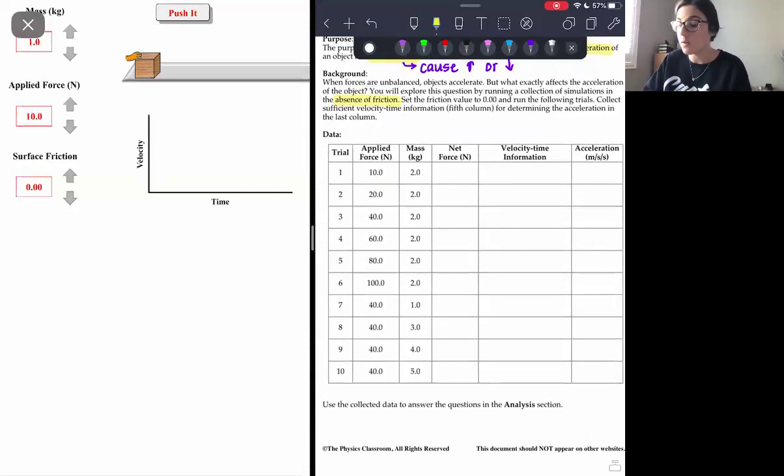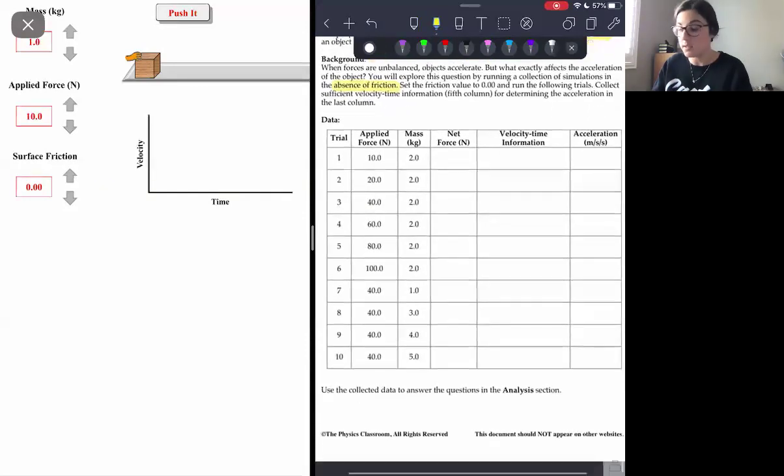So what you guys are going to be doing is using this program I have here pictured on the left that has zero surface friction. I know that it has zero surface friction because this number right here, I can change it, and I have it set for 0.00. That means there's literally going to be zero friction, and I want it to stay that way as I run my trials.